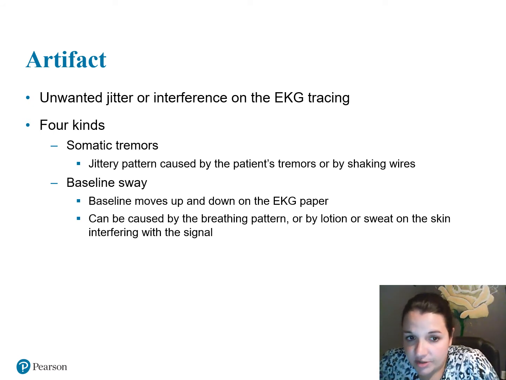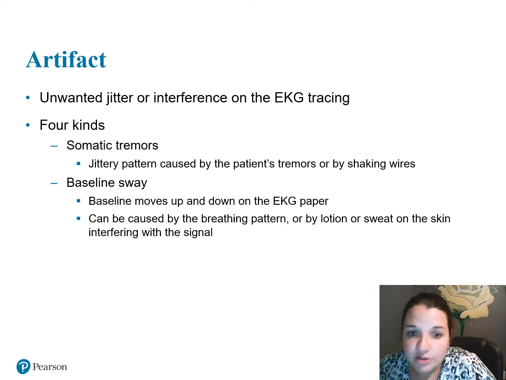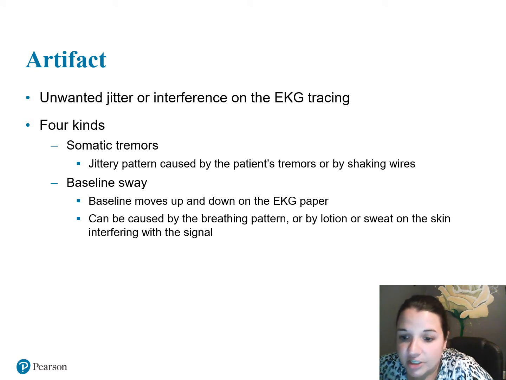Somatic tremor is a jittery pattern caused by the patient's tremor or by shaking wires. Okay, baseline sway is when the baseline moves up and down on the EKG paper. It can be caused by breathing pattern or by lotion or sweat on the skin interfering with the signal. So for example, a lot of women have lotion on, and if you put a sticker on somebody who is well lotioned, that sticker is not going to stick. It's going to slide away slowly, right? So when it slides away, it's going to cause our EKG rhythm to have a baseline sway.